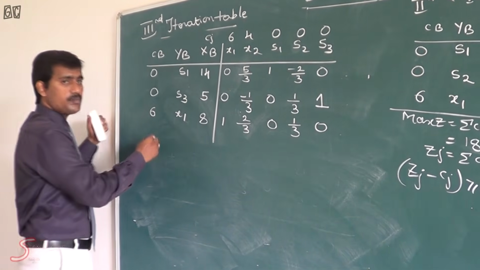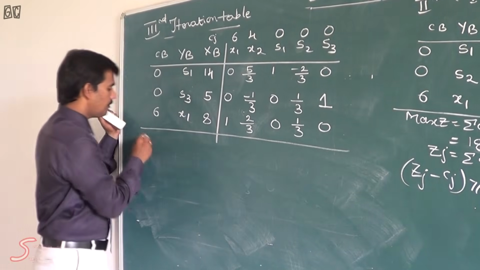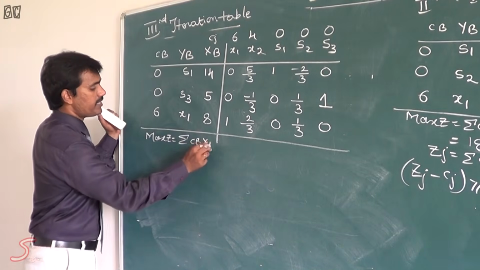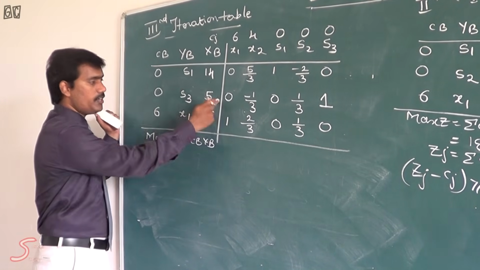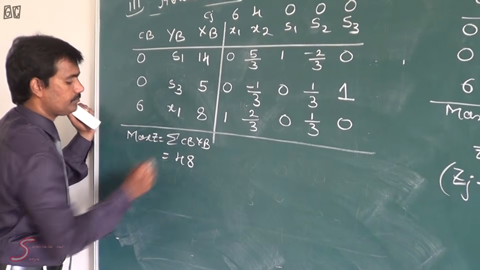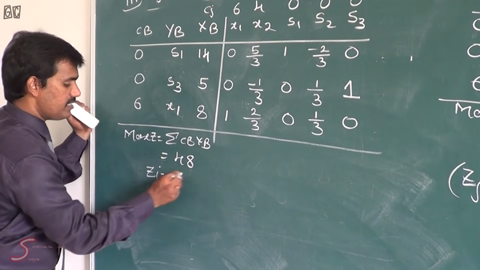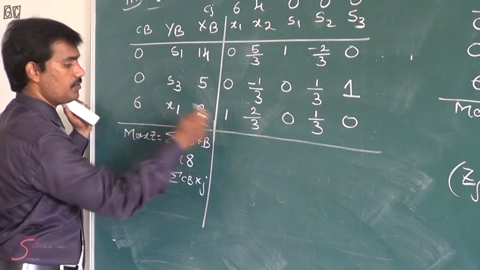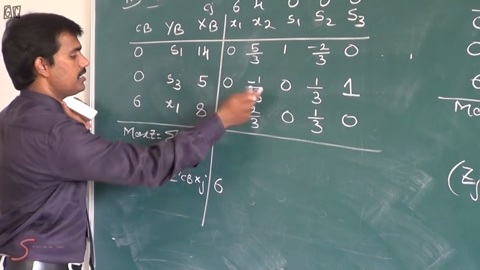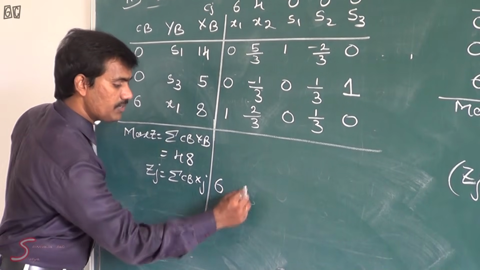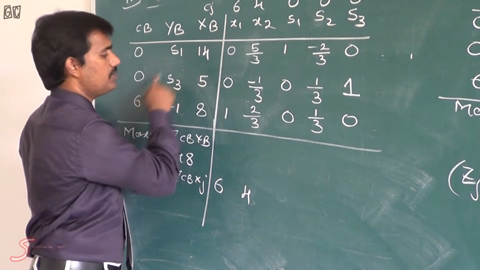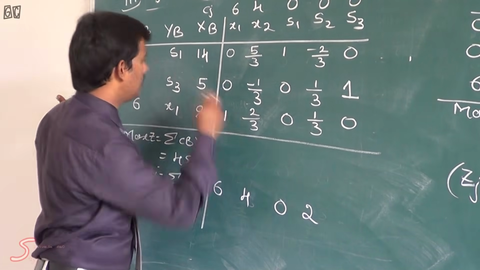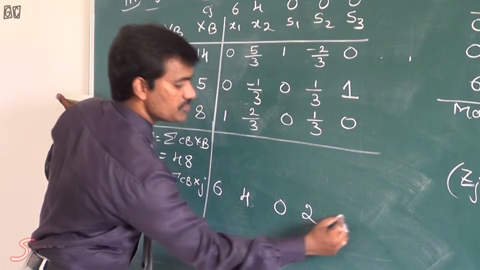So that is maximum of z. The formula for maximum of z equal to all of you, summation cb into xb. 0, 0, 6 8s are 48. And the formula for zj, that is summation cb into xj. 0, 0, 6 2s, 12 by 3, 4s are 12. 0, 0, again 0. 0, 0, 6 by 3, that is 2. Again 0, 0, and again 6 into 0, again 0.